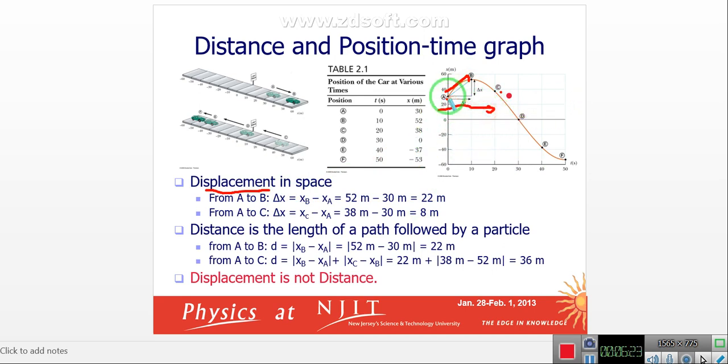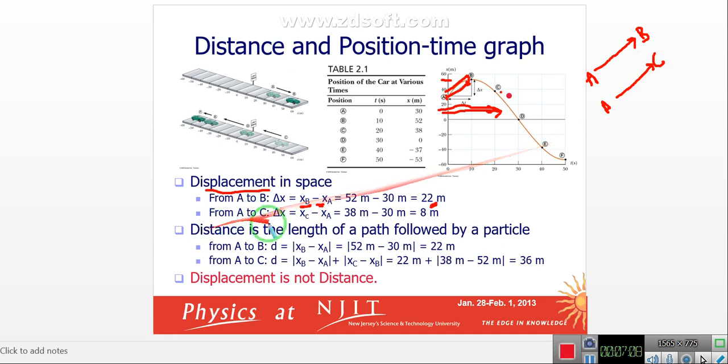But as a step, the object goes from point A to point B first. From A to B there is a change, so the change is xb minus xa. xb is equal to 52, and xa is about 30, so it will be 22 meters. So from A to B the displacement is 22. Then from A to C, because we are talking about displacement, we go directly, because it's a vector quantity, A to B and A to C.